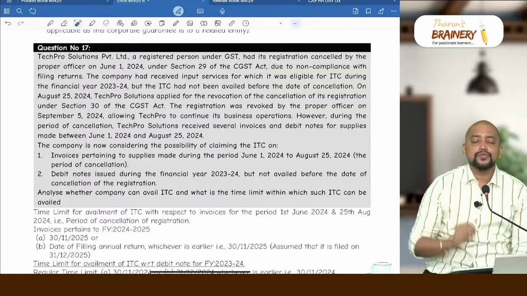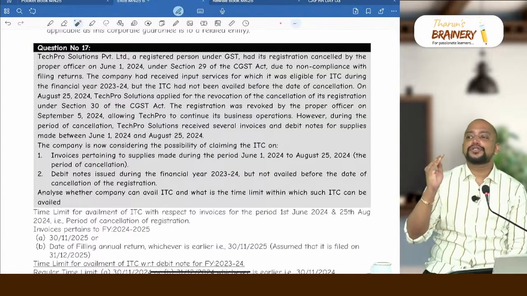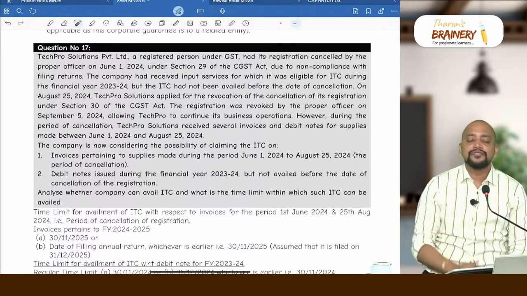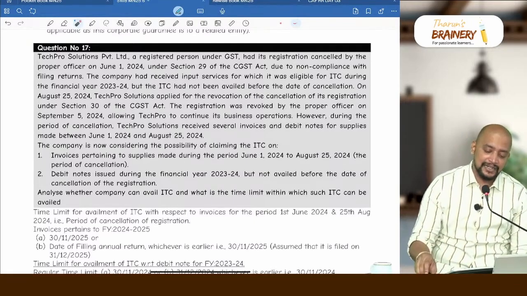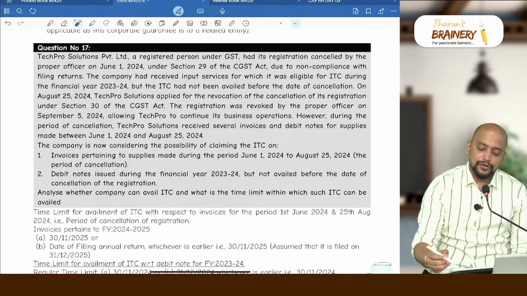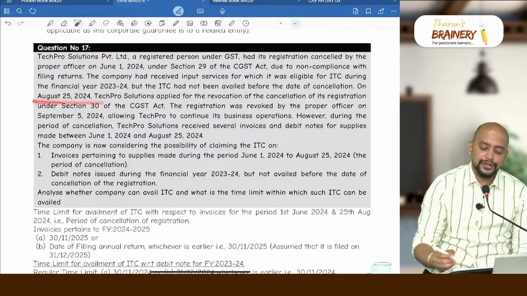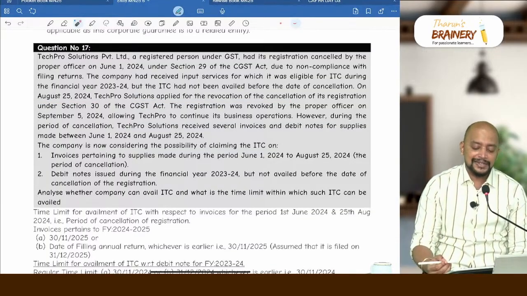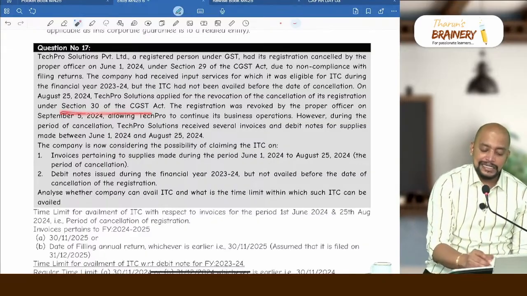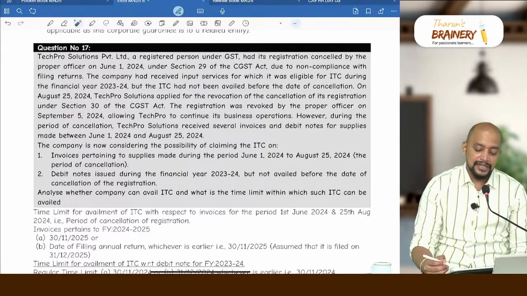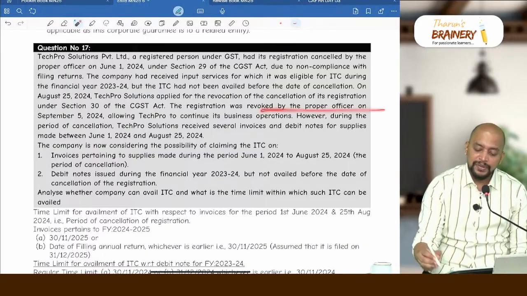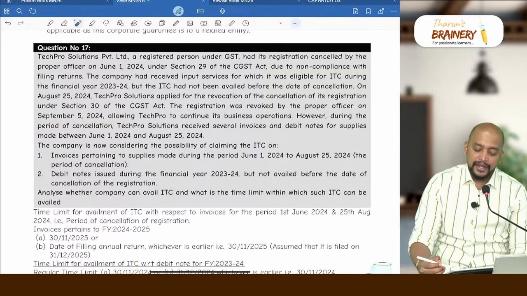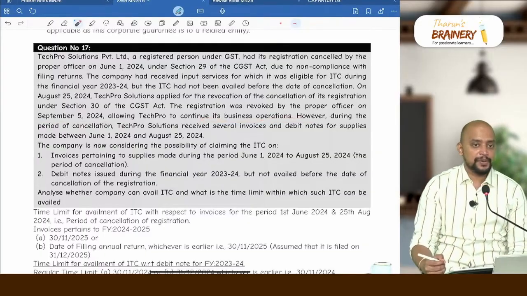But from June 1st, what has happened? 30th November 2024 is the time limit. From June 1st, what has happened? See the question. From June 1st, our registration got cancelled. Then, on August 25, 2024, TechPro Solutions applied for revocation of the cancellation of its registration under section 30 of the CGST Act.